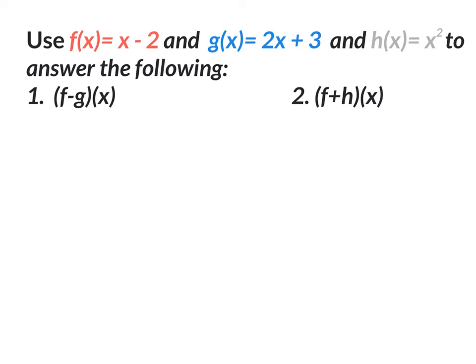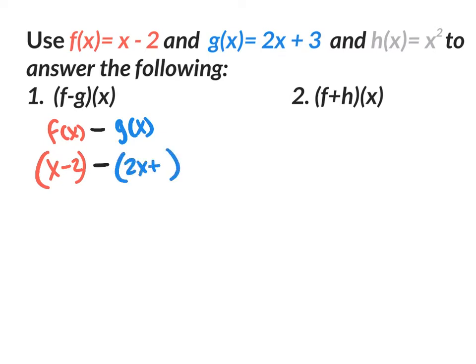So let's begin by understanding the notation right here on number 1. It's not really f take away g times x, it's f minus g of x, which really means to take your red function f of x and subtract it with your blue function g of x. Okay, so the red function f of x is the variable expression x minus 2. Now you could put that in parentheses if you want, but it's not really necessary. The minus sign goes here, and we're going to subtract the g of x function from that, which is the blue one, which is 2x plus 3.